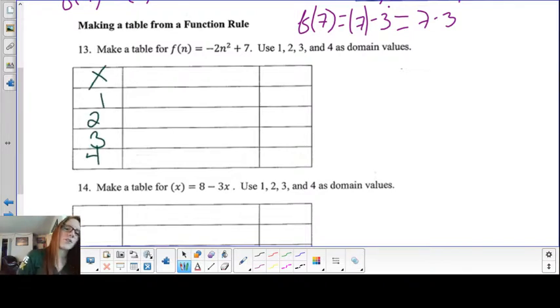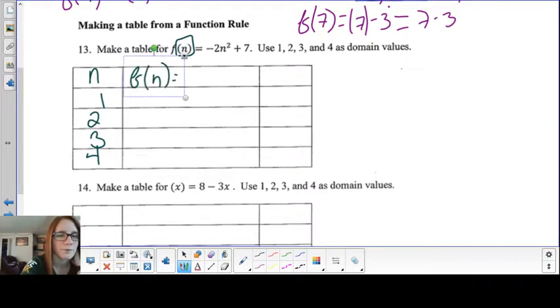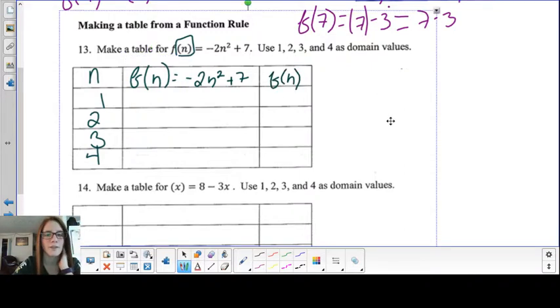In all these first ones are going to be my value for typically x, but what's my variable in this case? It's not x, it's n. I wasn't even looking, just started talking before I looked. In the middle is what it's going to look like when I plug it in. And then the output is going to be my f of n. So that's what it looks like.